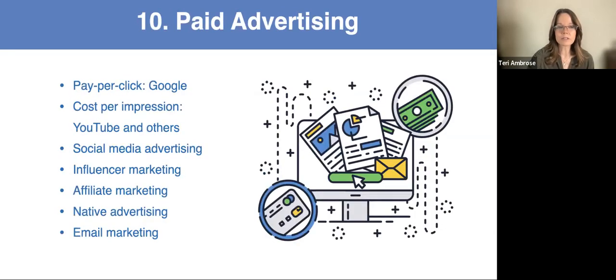Paid advertising, here's just some ideas or some areas that you can do some paid. So Google does pay per click, and then YouTube and others do a cost per so many impressions where they suggest your video or whatever. Social media advertising can be paid. And we talked about influencer and affiliate being a paid form and native. And then email marketing is paid too.